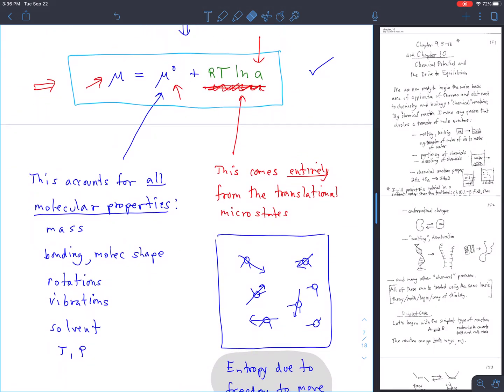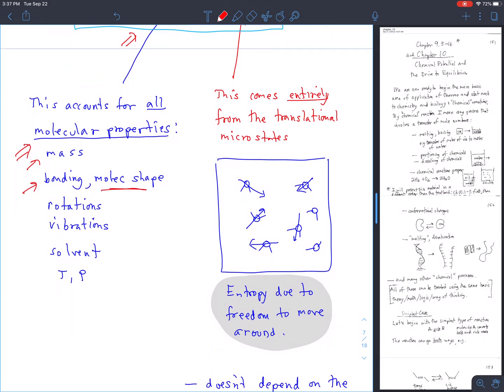This is really just saying what I just said. This first term, the standard state chemical potential, accounts for all the molecular properties, accounts for mass, for the bonding that occurs inside the molecule, for the shape of the molecule, for the rotations and vibrations of the molecule. It also accounts for what solvent the molecule may be dissolved in, or if it's a gas, for the fact that it's a gas, for the fact that it's in vacuum in that case. It also depends in general on the temperature and pressure, but it doesn't depend on the concentration.